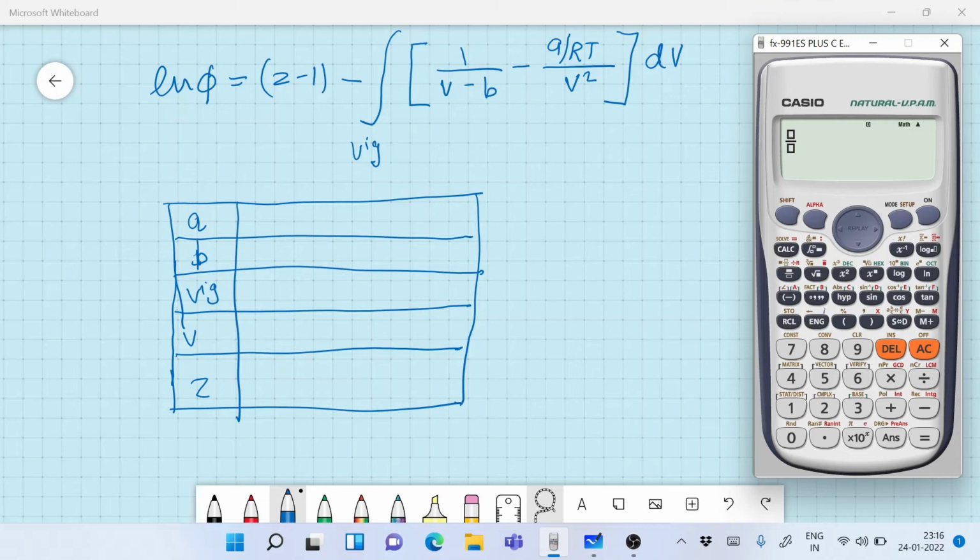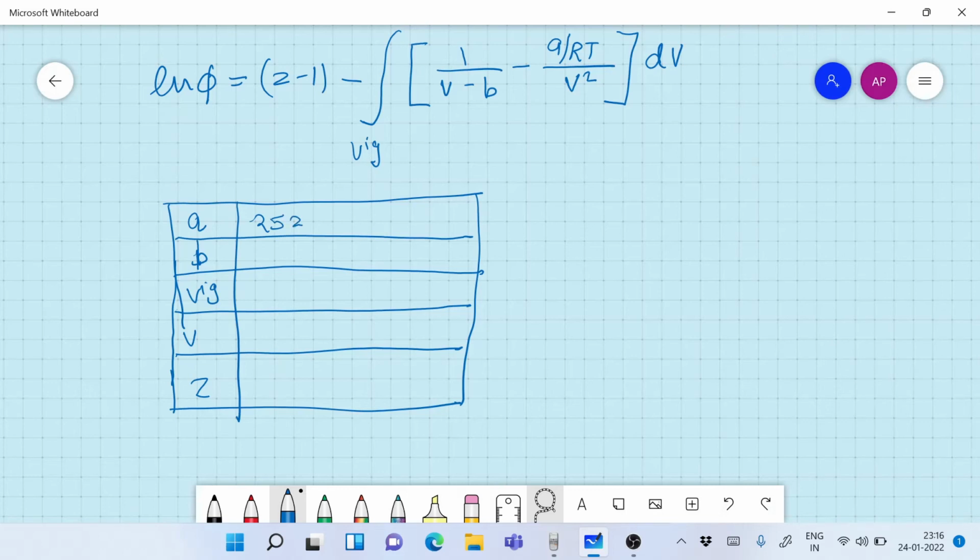So the value of A is going to be 27 into 8.314 into 507.4. That's the critical temperature, right? The whole square divided by 64 into the critical pressure, that is 2969. So that's 2528.6839.